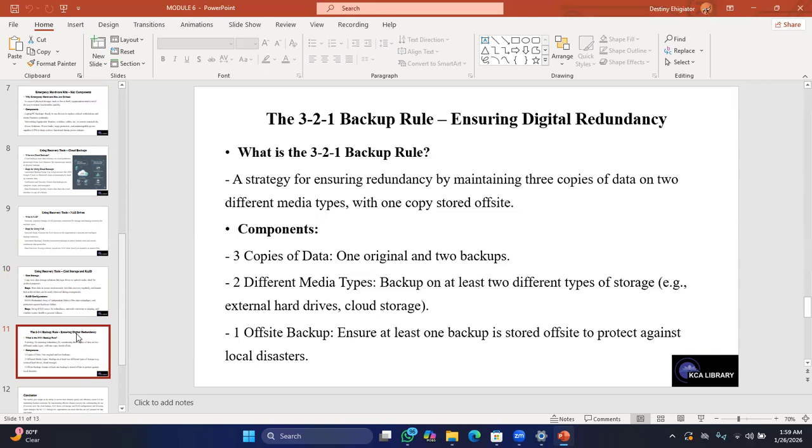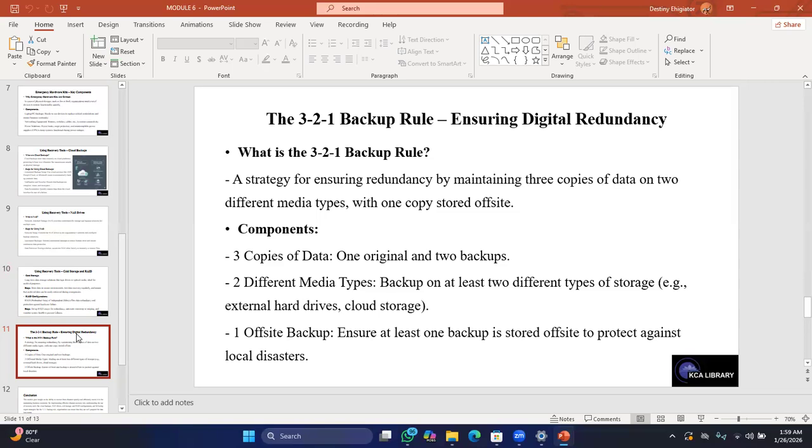Now, lastly, let's look at the 3-2-1 rule, ensuring digital redundancy. What is the 3-2-1 rule? It is a strategy for ensuring redundancy by maintaining 3 copies of data on 2 different media types with only 1 copy stored off-site. Now, let me explain it in detail. There are 3 copies of data, 1 original and 2 backups. Now, there are 2 kinds of media types out of these 3 copies. Back up on at least 2 different types of storage.